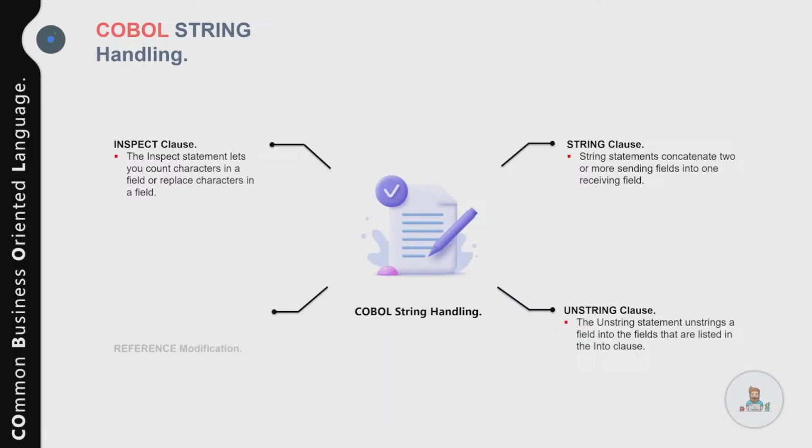And lastly, you have reference modification that can be used to extract or overwrite data at a specific location within a field. Now, in case you want to deep dive and want to understand how exactly these statements can be used in your COBOL program, what is the syntax, what are the different parameters that can be used within these individual statements, and what are the different formats.